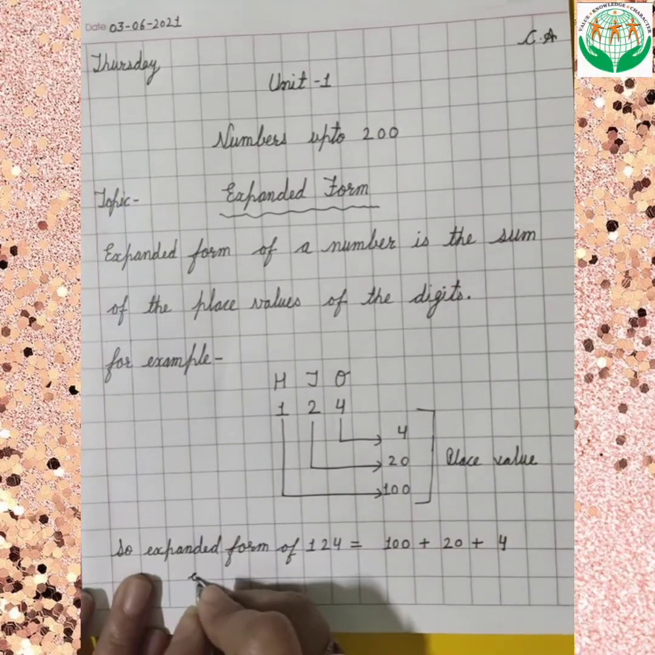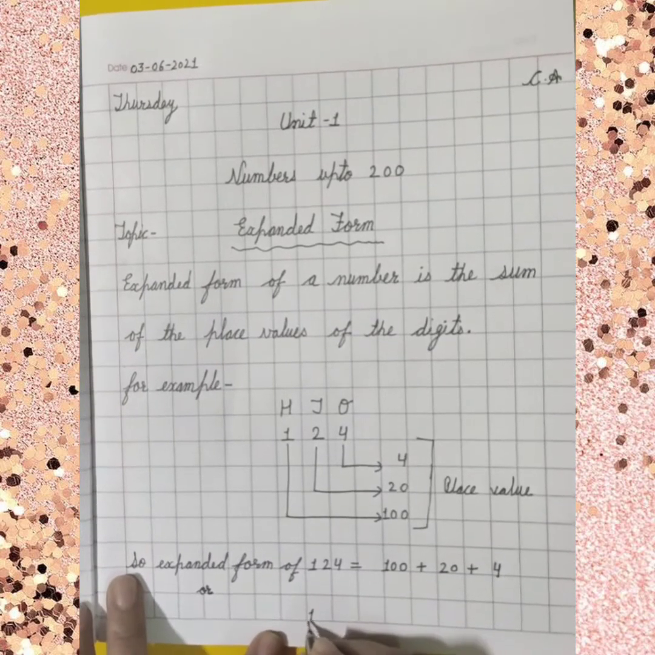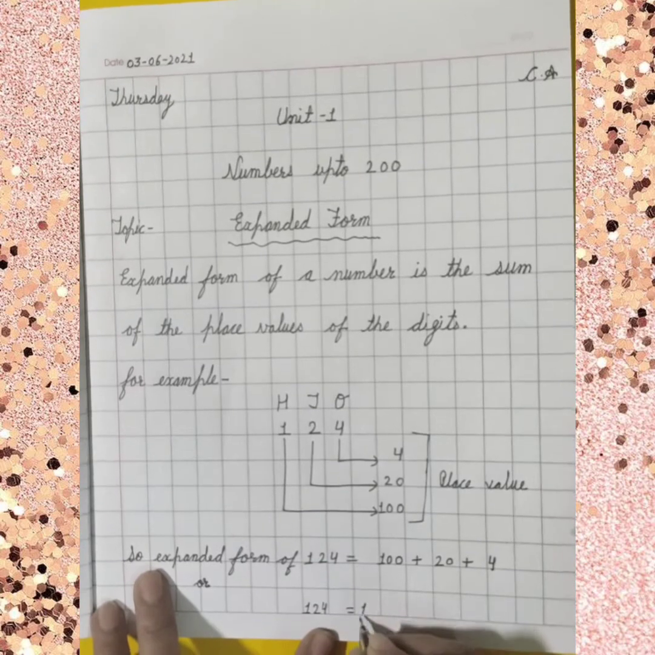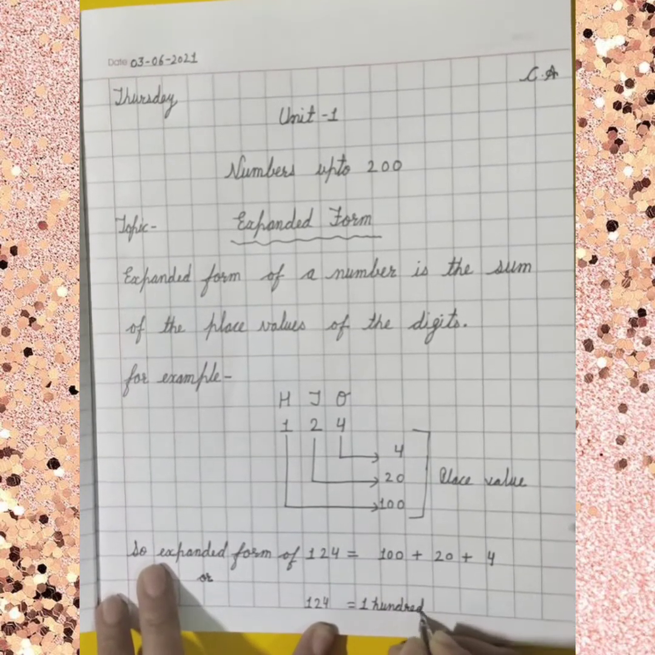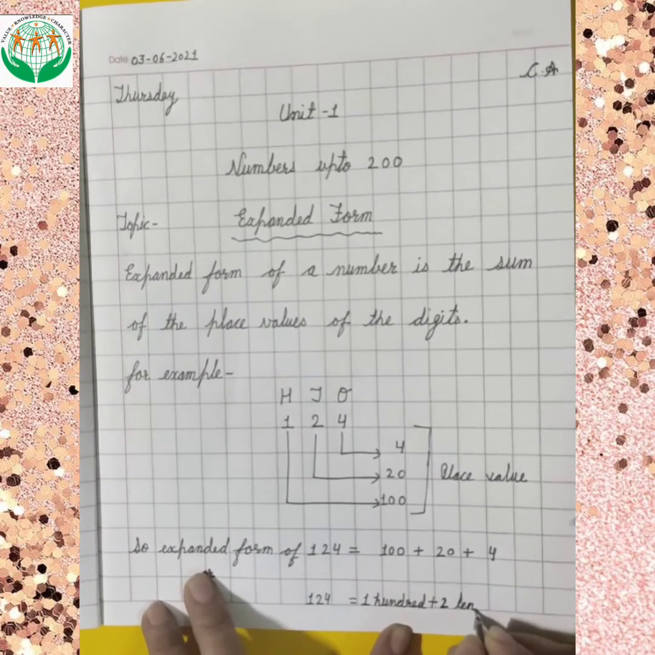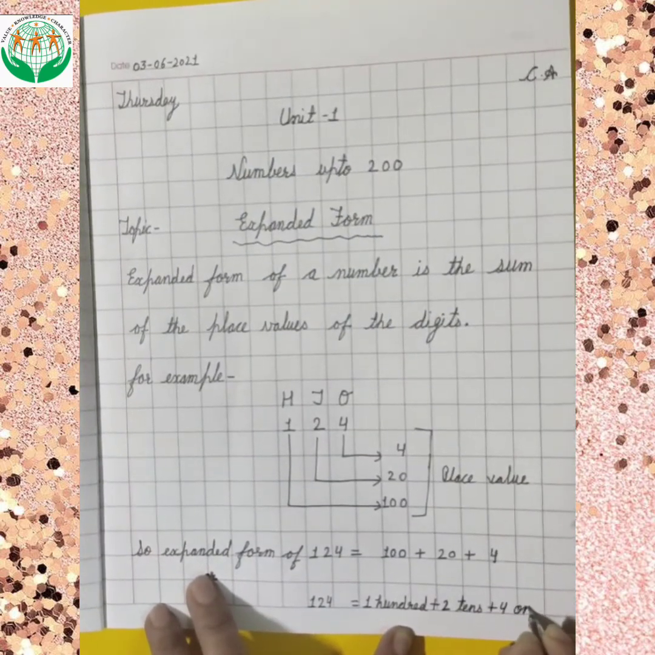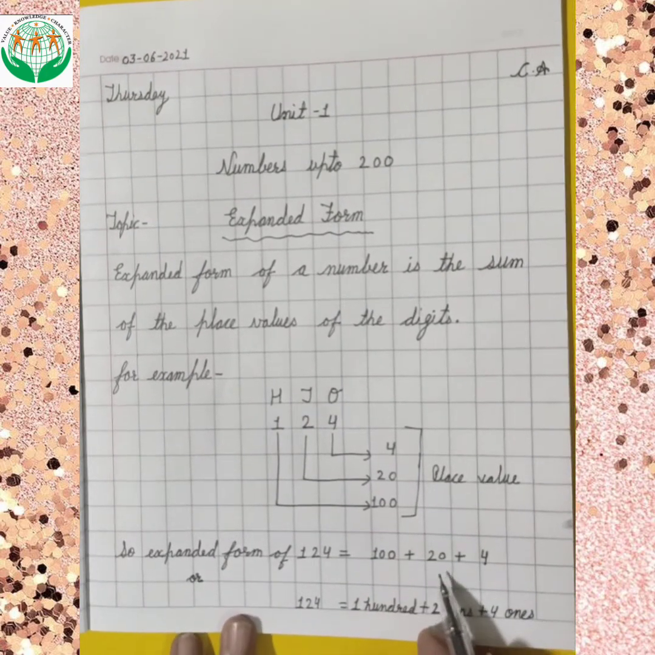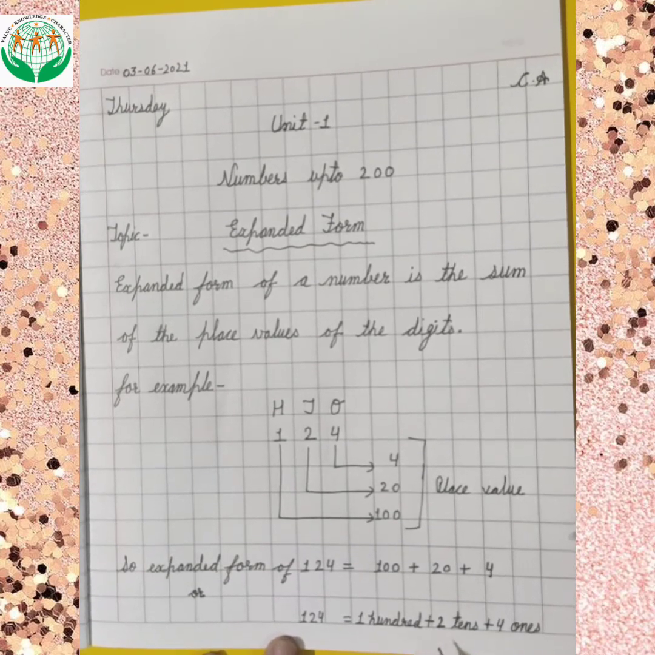Or beta, we can write it in words like 124 is 100 plus 2 tens plus 4 ones. This is the expanded form in numerals and this is the expanded form in words. Fine beta. Now turn the next page.